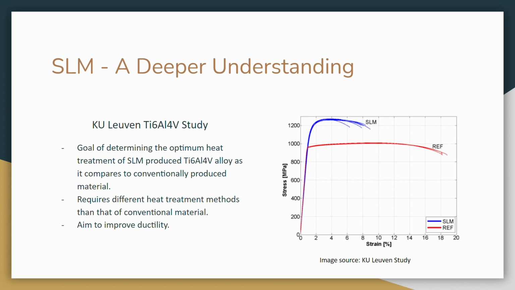So there was a 2012 study by KU Leuven, which is a Belgian university, on the titanium aluminum vanadium alloy, also known as Ti-64. It was studied in its sintered state after being additively manufactured, and was found to have a very high yield stress of around 1 gigapascal, but very low ductility of 10%, as shown in the graph here. The SLM material was compared to conventionally hot forged and mill annealed material in both mechanical properties and crystal grain structure.